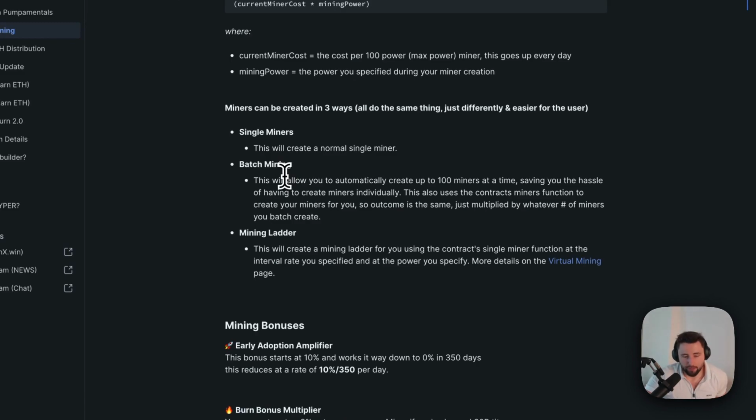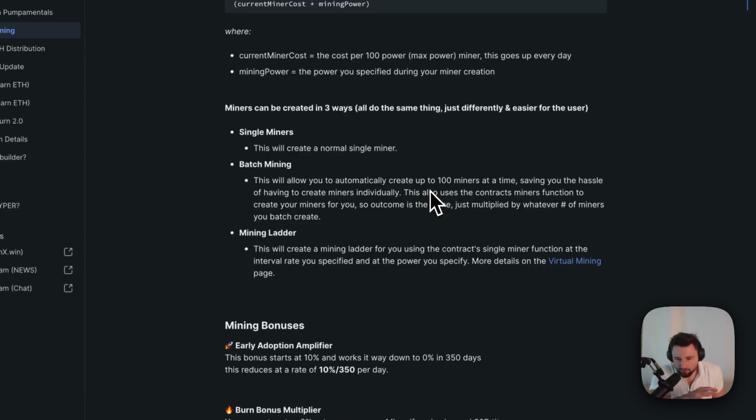Then you also have batch mining. This will essentially allow you to create up to 100 miners at a time, saving you the hassle of creating miners individually. There's a batch portion of the actual dApp that people can use, and it will create up to 100 single miners in one single transaction, saving you a little bit of money in gas. Because otherwise, for example, the max miner at the start will be 0.2 Ethereum per miner. So you can have up to 1,000 miners per wallet, and you can have 10 wallets if you want to have 10,000 miners.